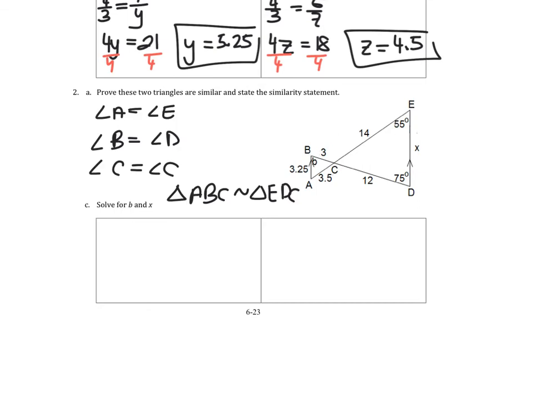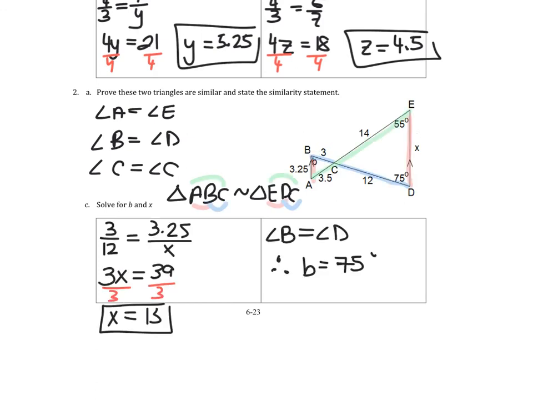All right, so A and E were equal because we had a Z pattern right here. B and D were equal because, again, another Z pattern. And then the angles at C were equal because they were opposite angles. So my statement was ABC is similar to EDC. And now we can match up our corresponding sides and create our proportions. So pause the video again and continue with the actual solving part.